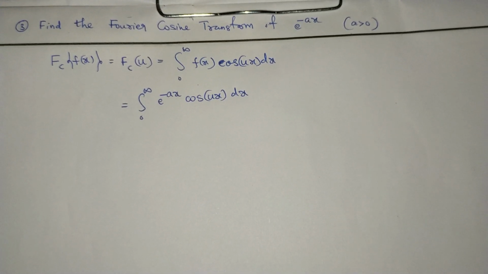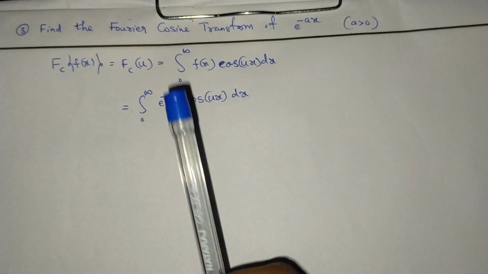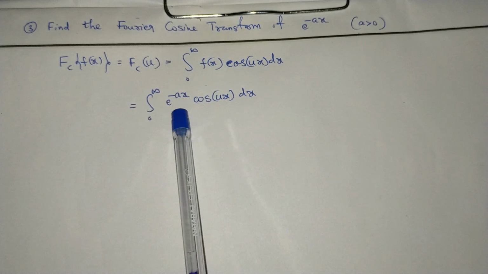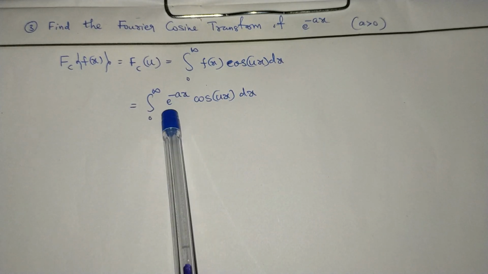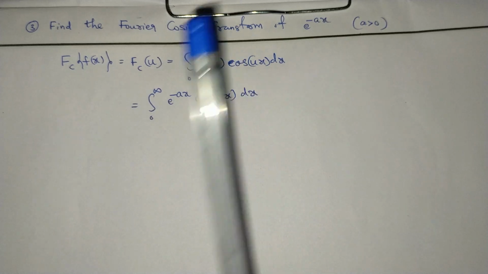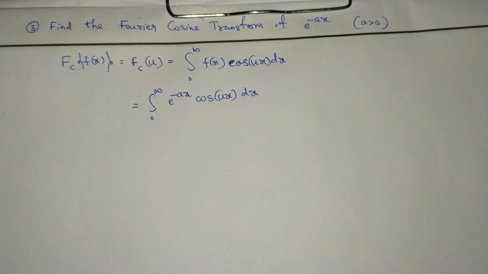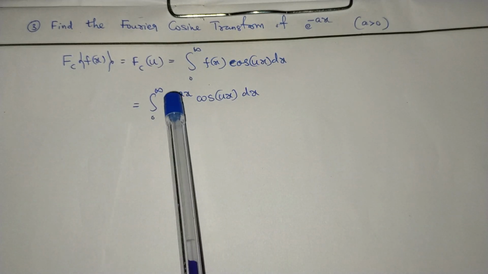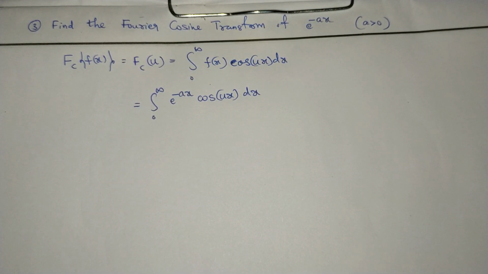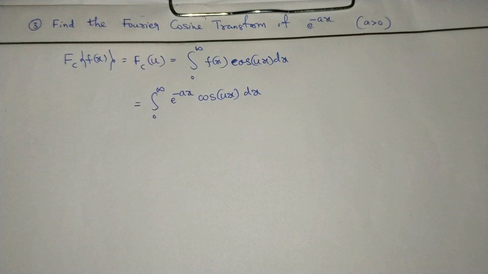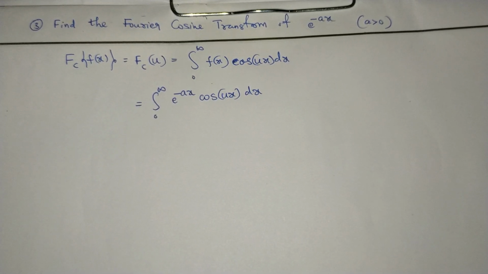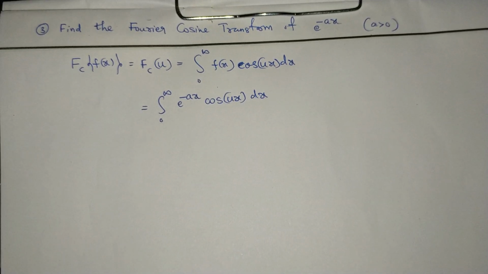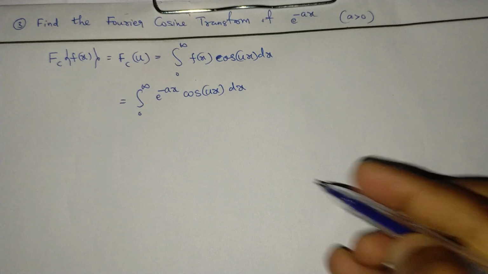Now look at this. We cannot apply Bernoulli's rule for this, since this is the product of one exponential function and one trigonometric function, and if you differentiate either function, it never becomes 0 after finitely many differentiations. So that's why we cannot make use of Bernoulli's rule here. We have a standard result for this.